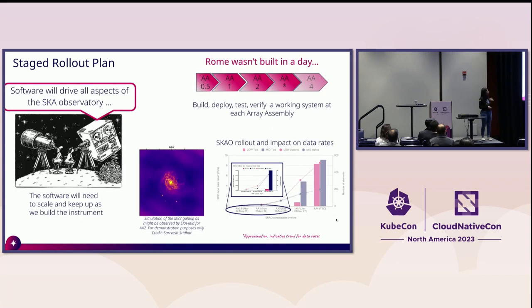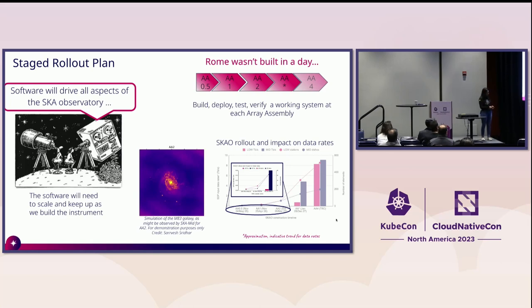Now, all of those numbers were for full-scale operations, so we're not going to build all of that in one go. That would be terrifying. But we have a staged rollout plan in the form of what we call array assemblies, or AAs, starting with A0.5, which is coming up very soon, and building up to A star and hopefully eventually A4. So the plan is to build and deploy, test and verify a fully working system in each of those array assemblies.